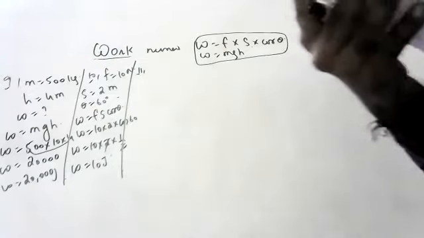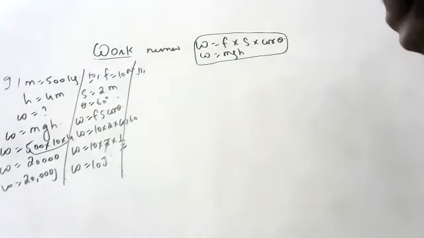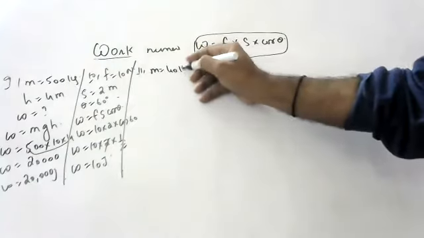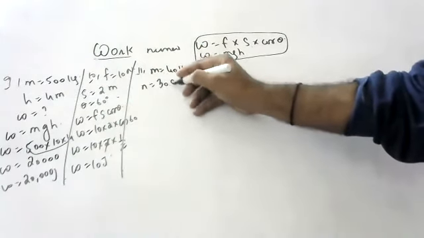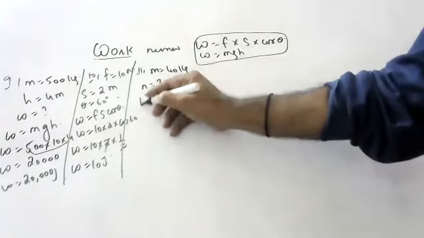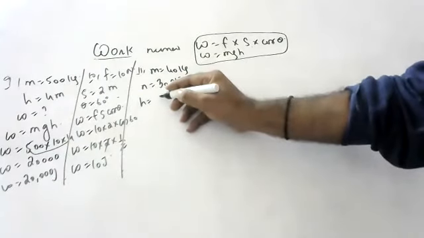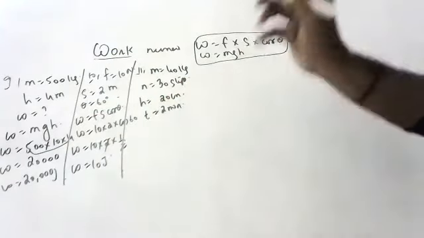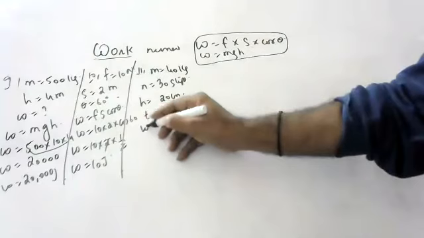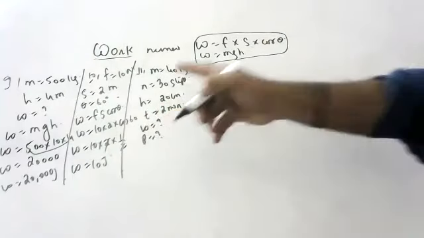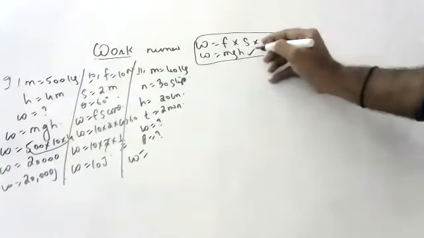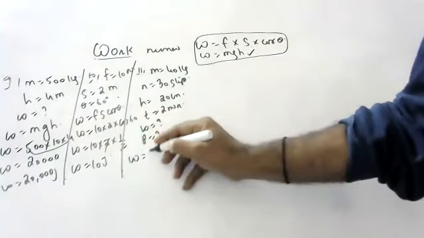Next, Saisha, are you there? Yes sir. A boy of mass 40 kg climbs up 30 steps, each step is 20 centimeters, in 2 minutes. What is the work done? What is the power of this boy? Work done formula: work is equal to mgh.